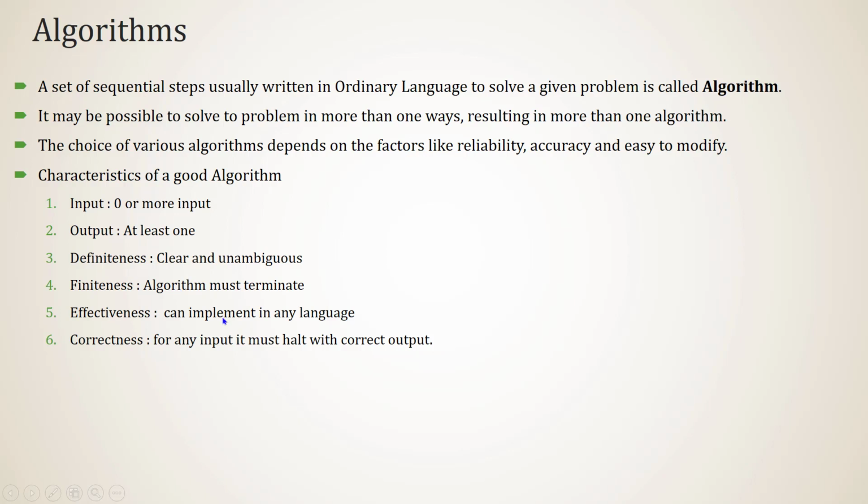Effectiveness: it can be implemented in any language. The algorithm must be implementable in any given language, meaning C, Java, Python or some other language. Correctness: for any input it must halt with the correct output. Suppose I am writing a program to add two numbers, and I give the inputs 3 and 5, if it gives the output as 10, it is wrong. A good algorithm must always produce correct outputs, and it must also halt. Halt means it must terminate.